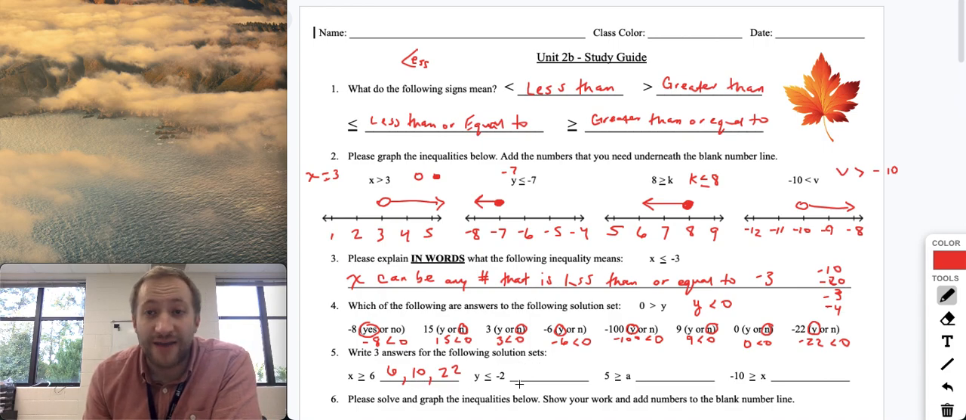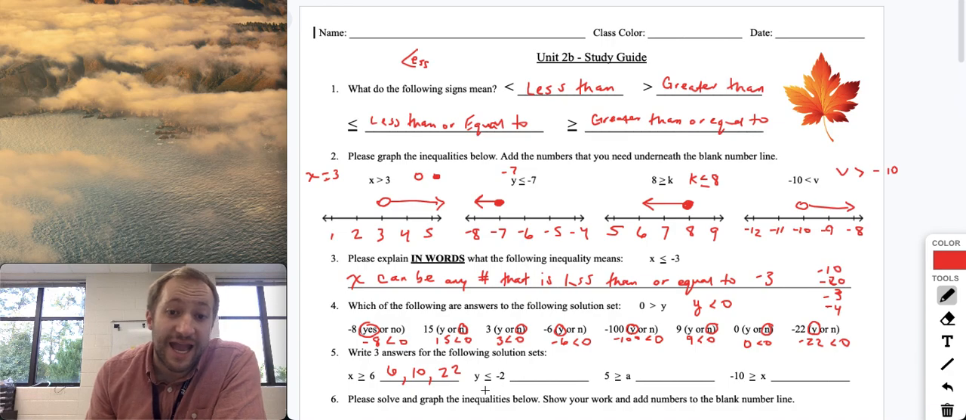The next one, y is less than or equal to negative 2. So I'm looking for any number that could be substituted in for y that is less than or equal to negative 2. Once again, negative 2, that works. A number that's less than negative 2, negative 5, negative 8. Any number that's less than or equal to negative 2 works.